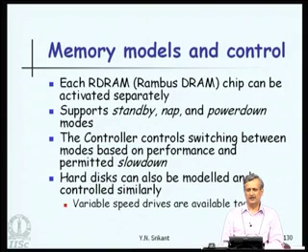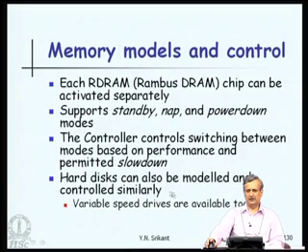Power down state, no power at all; nap state is slightly above power down, but deep into napping. So, when we bring it up, the data may be lost, whereas in standby state data is still available and bringing it to active state requires less energy compared to the nap state or power down state. The memory controller controls switching between the modes based on performance and permitted slowdown. So, the algorithms which go into the controller are the ones that we actually need to worry about.